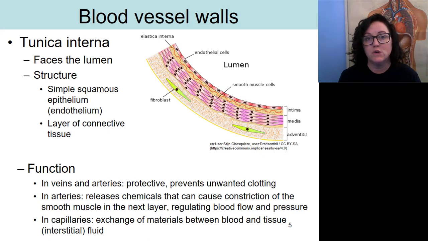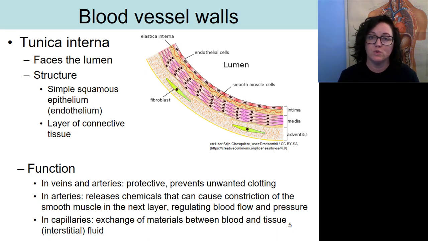This layer is continuous with the endocardium of the heart. And it's really smooth and slippery. And this is important because platelets like to stick to anything that's rough or sticky outy. And we need this layer to be nice and smooth so that the platelets don't accidentally start sticking to it. There is a little bit of connective tissue that is just behind the simple squamous epithelial tissue, and this just kind of helps to glue the Tunica Interna to the next layer, the Tunica Media.